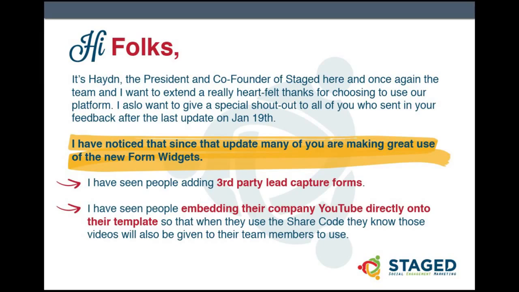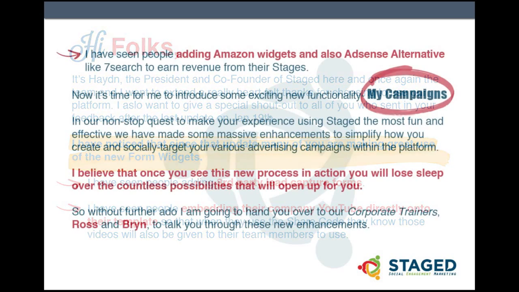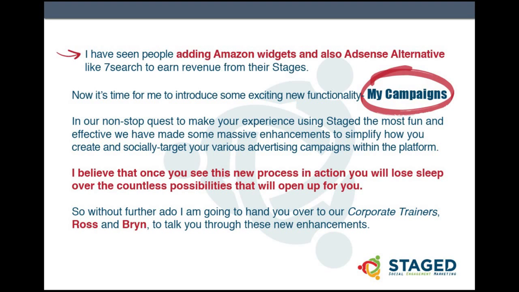I've noticed that since that update, many of you are making great use of the new form widgets. To date, I've seen people using third-party lead capture forms, some really pretty ones actually, using Aweber, GetResponse, and MailChimp. I've seen people embedding their company YouTubes directly onto their template, so that when they use the share code, they know those exact videos will also be given to their team members to use. And I've also seen people adding Amazon widgets and also AdSense alternatives like 7Search to earn revenue from their stages. Now, 7Search in particular is interesting to me, so I encourage you to investigate that when you have the time.